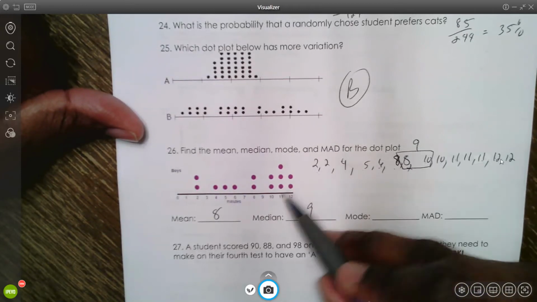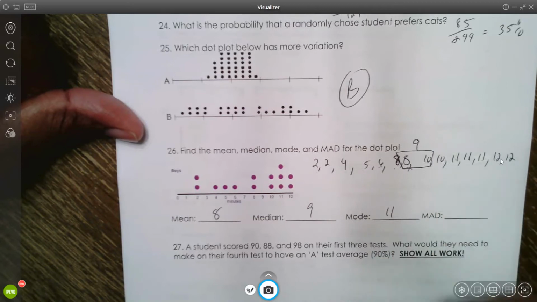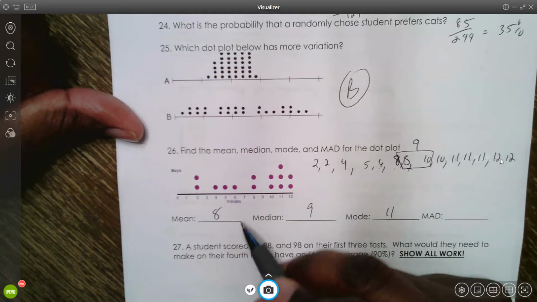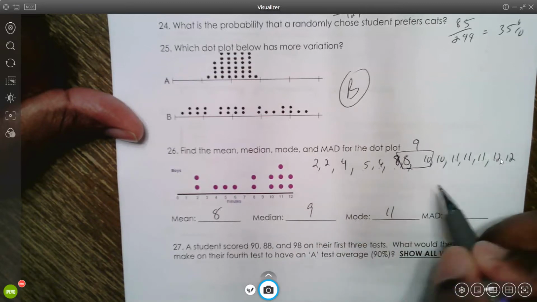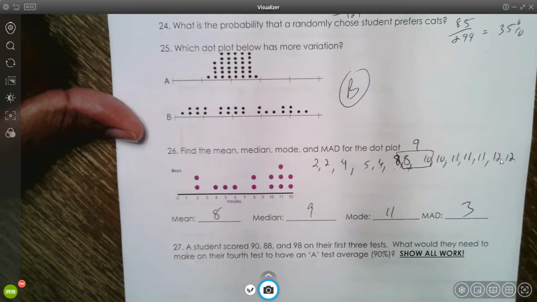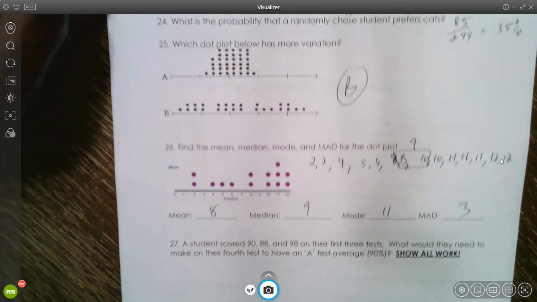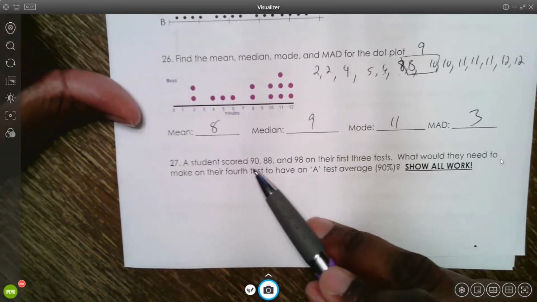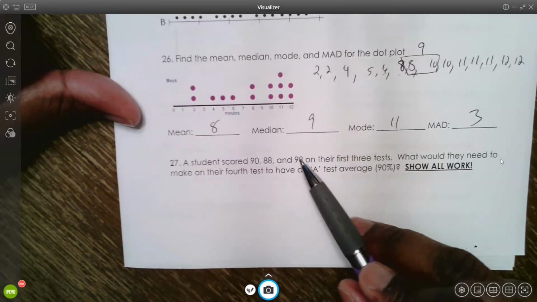My mode, the one with the tallest stack, is 11. So my mode is 11. My MAD, I'm going to basically take my mean and subtract all those numbers from it. Then divide it by 14. You got to get 3. And that's that problem.